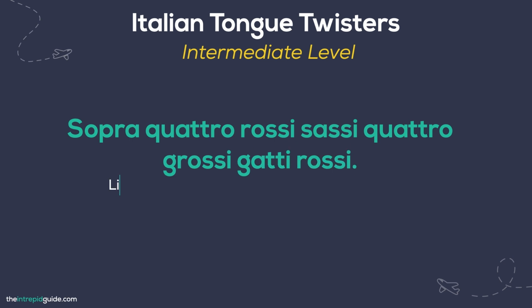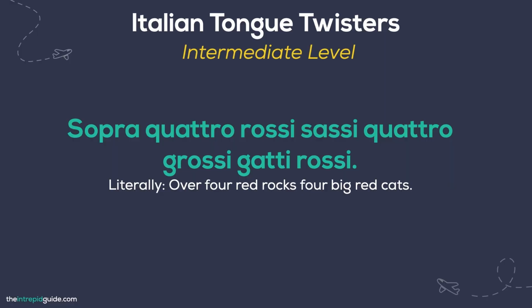Coming in at number 17, we have the Italian tongue twister. Sopra quattro rossi sassi, quattro grossi gatti rossi. This literally means over four red rocks, four big red cats. Now, this phrase might look innocent with its basic vocabulary, but it's a real tongue twister beast. The reason is the use of those sneaky double consonants, double T or double S, and the way it shuffles around the same words. Plus, it's another opportunity to practice that rolling R sound.